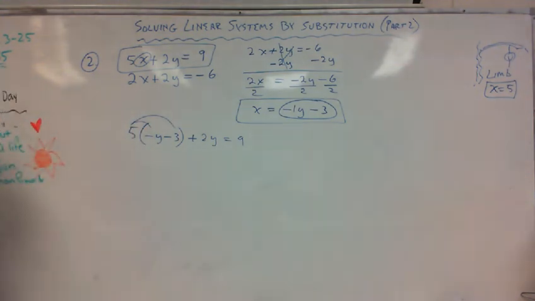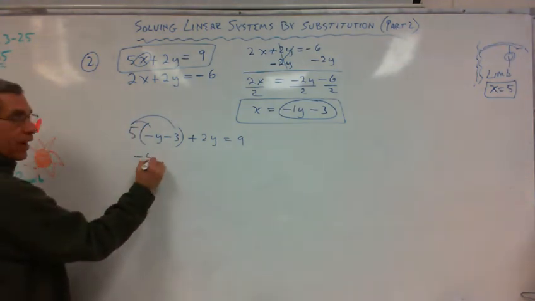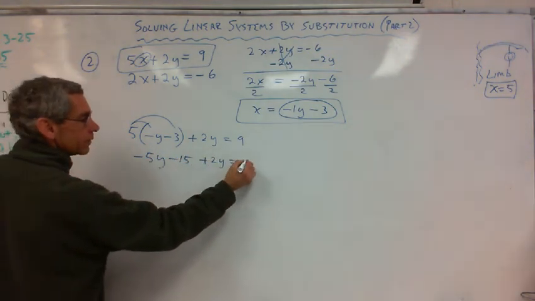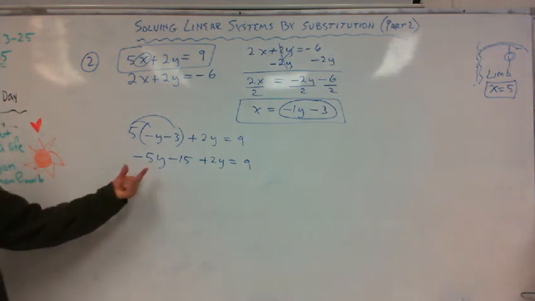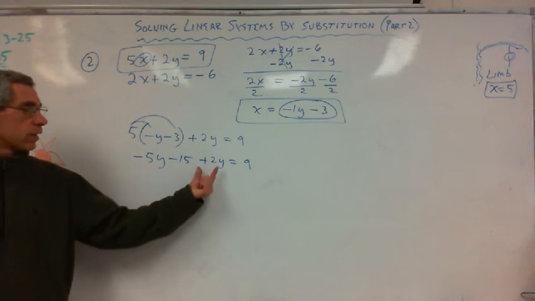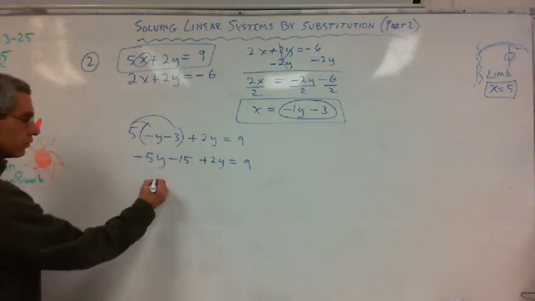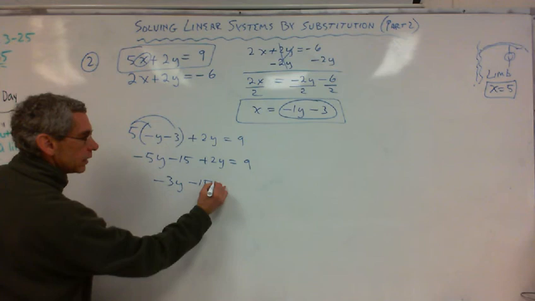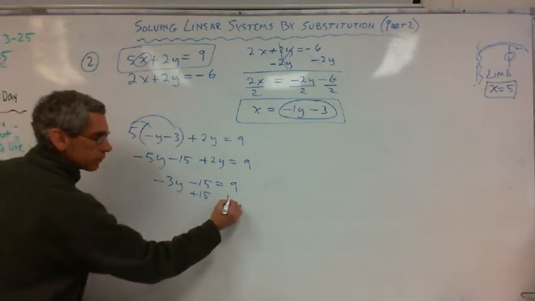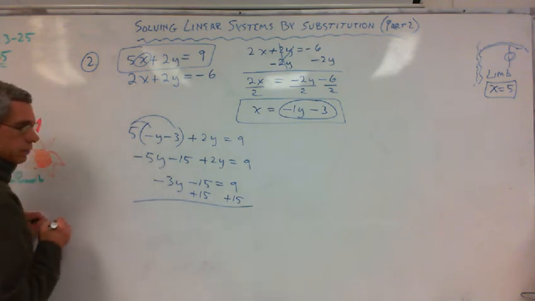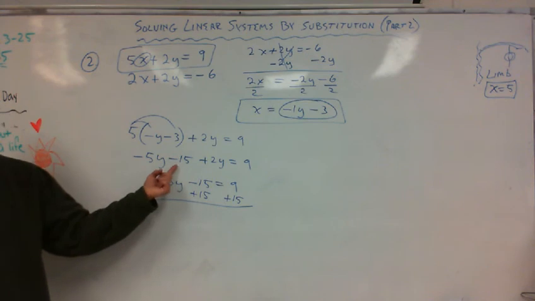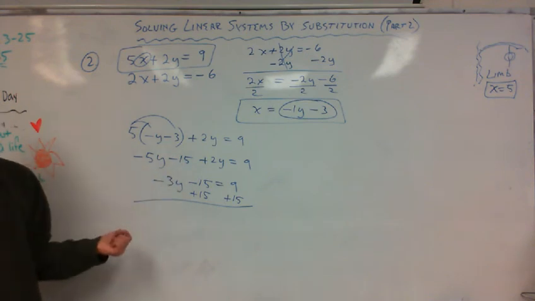All right, so we got negative 5y minus 15 plus 2y is equal to 9. All right, I have negative 5y's, and adding 2y's to the negative 5y's, what does that give me? Negative 3y's minus 15 is equal to 9. So I'm going to add the 15. How did you get 5? 5 times negative 3 is negative 15. Right? You with me? Okay.